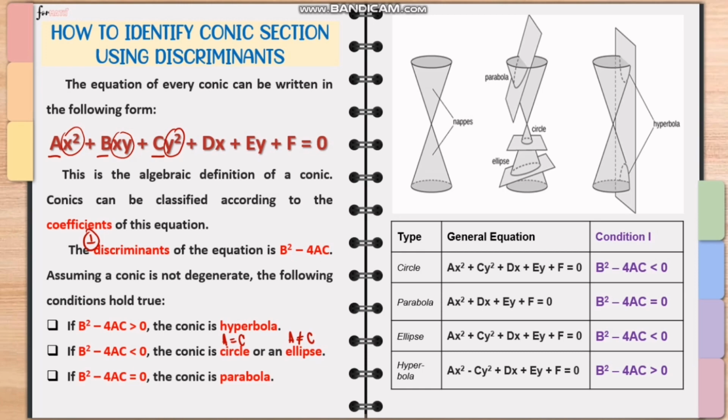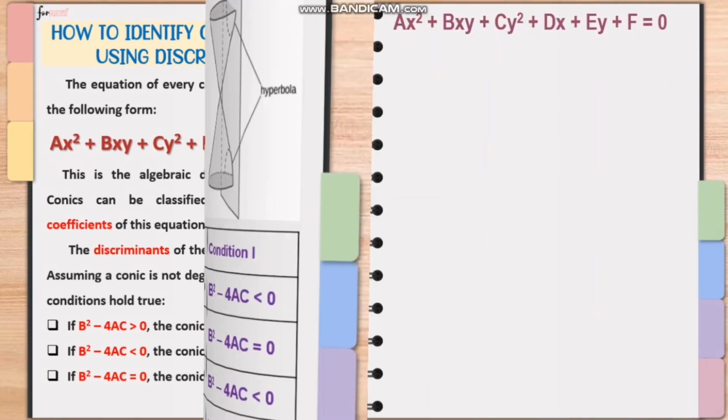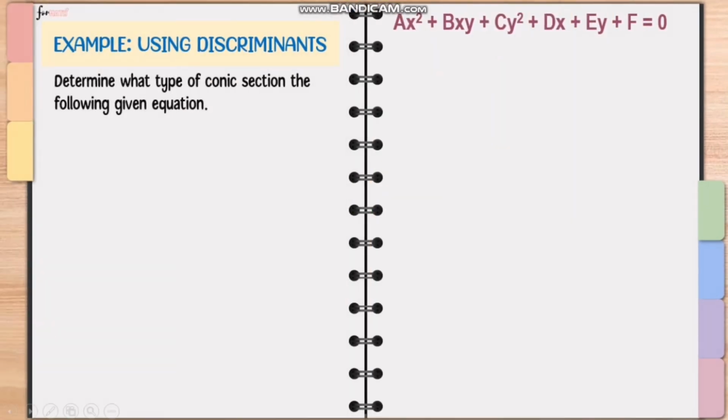So, once again, in this condition, para masabi natin na circle, siya ay less than 0, same as ellipse. Masabi natin na circle siya kapag yung A natin ay equal. Ellipse naman kapag hindi equal. Okay, and then kapag parabola is equal to 0, hyperbola naman is greater than 0. Okay? So let's have an example using discriminant. Determine what type of conic section the following given condition. So number 1, we have x squared plus y squared equals to 16.